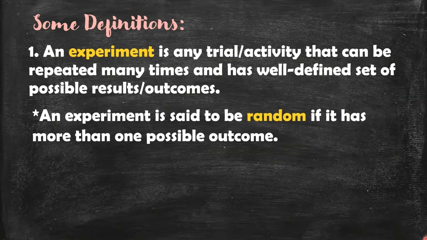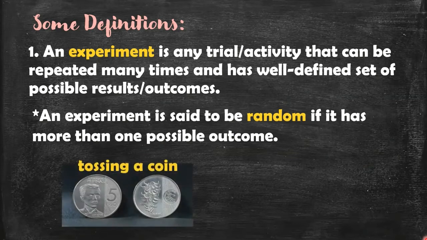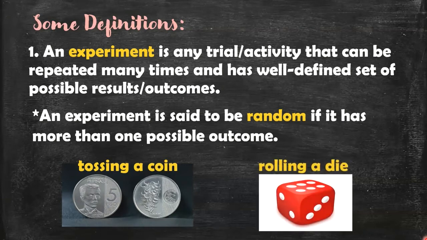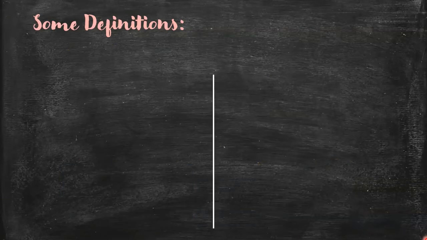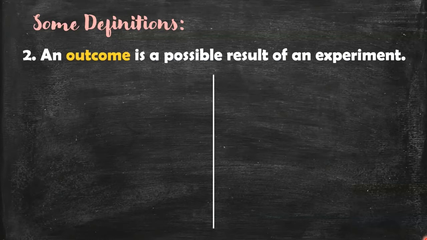And we say an experiment is random, okay, if it has more than one possible outcome. Okay? So some examples of random experiments are tossing a coin. It has more than one outcome. Another random experiment here is rolling a die. Okay? Now let's define an outcome. An outcome is a possible result of an experiment.